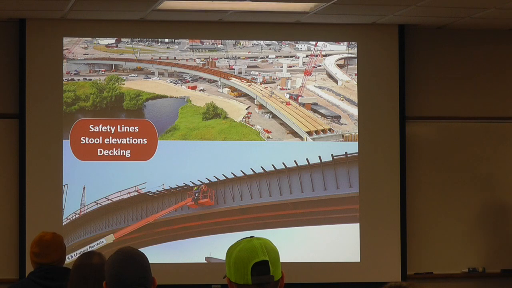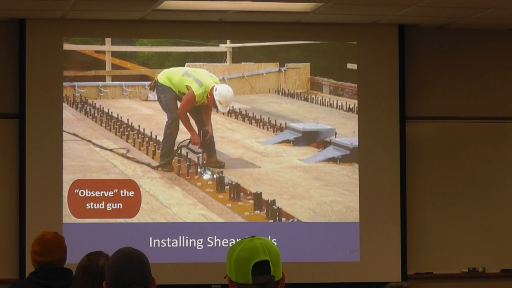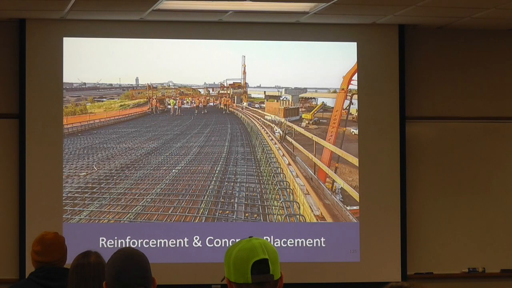Once everything is bolted in place and all of their final bolting has occurred, they're going to make sure that any remaining safety lines are installed. You get your steel elevations, you're going to start your decking. Once the decking's in place, we're going to install those shear studs. The inspector, you're going to observe that installation. Place the rebar, place the concrete.